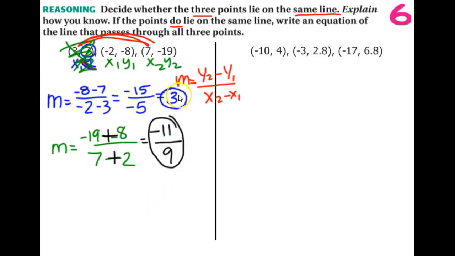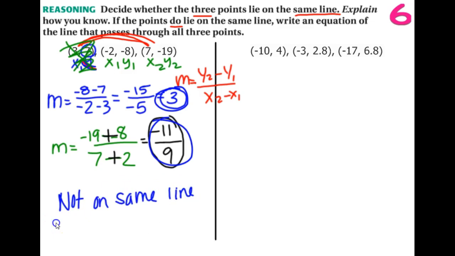Now you can tell already, are these the same number? Well, no, they're not. They're very different. So these points are not going to be on the same line. If our slope was the same every time, they would be on the same line. So decide whether they're on the line. How do you know? So I'm going to say not on the same line because the slopes are different.